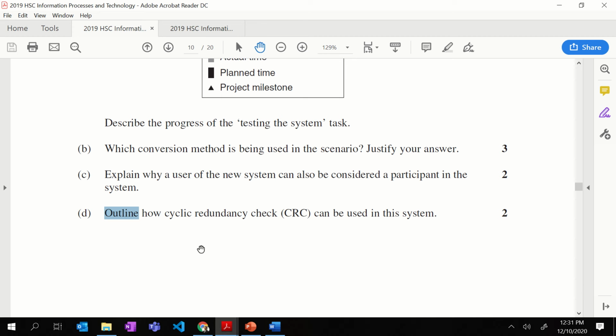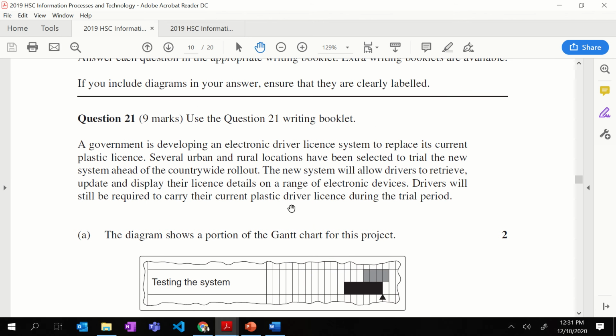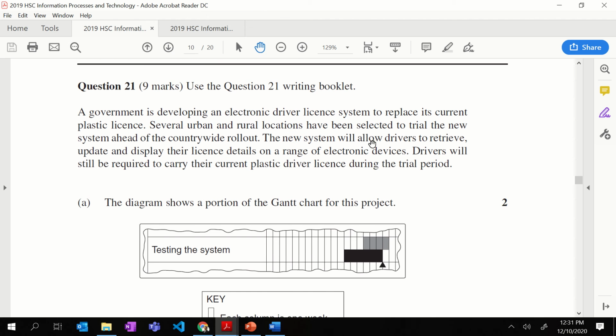Now, CRC is about transmitting and receiving. It's about sending data across a network. Now, where in this scenario or in this system is there anything about sending data? Well, it's obviously here. The new system will allow drivers to retrieve, update, and display their license details on a range of electronic devices. So where would we use it? Well, we're going to have to use it here.